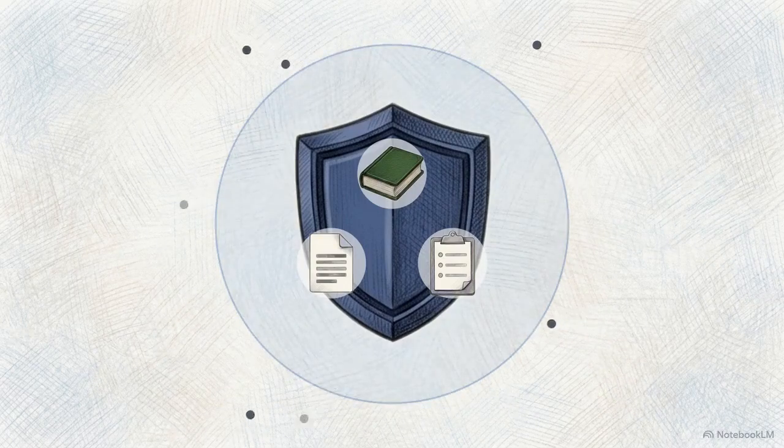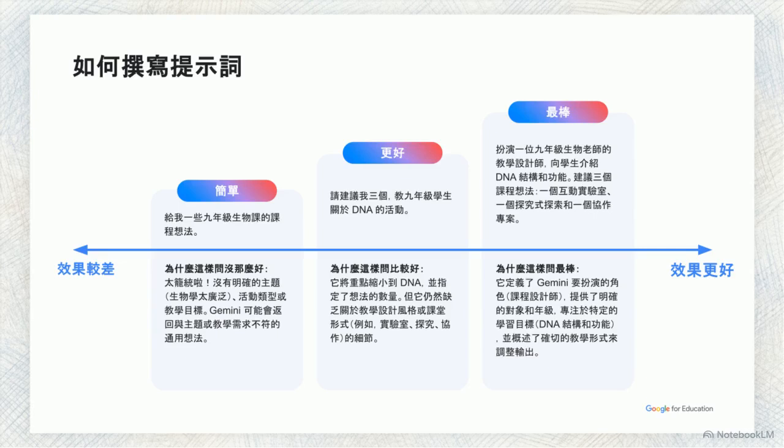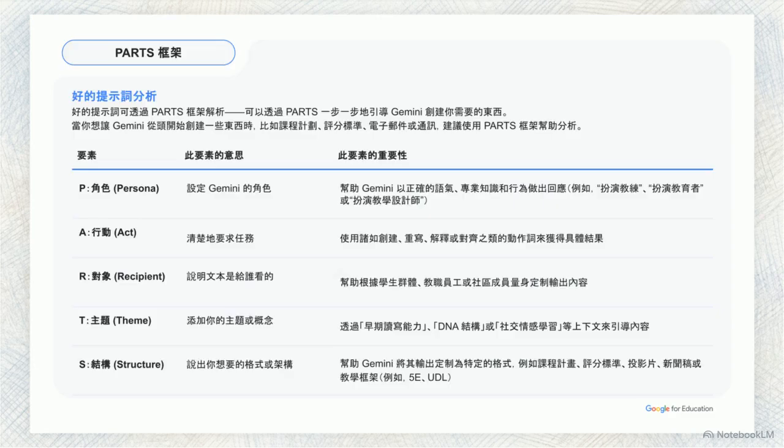This graphic illustrates the most common mistake beginners make. Notice the simple prompt on the far left. When you type overly broad requests like, "Give me 9th grade biology ideas," the AI inevitably returns generic, often useless suggestions. This table breaks down the PARTS framework, a precise formula for communicating with AI.